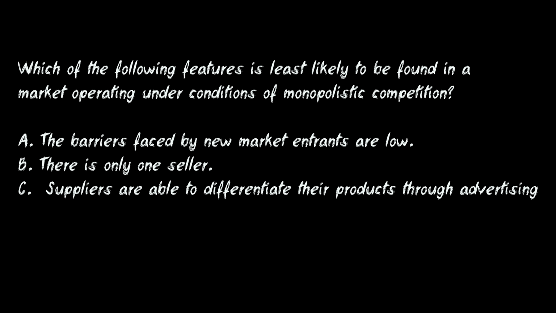Which of the following features is least likely to be found in a market operating under conditions of monopolistic competition? A. The barriers faced by new entrants are low. B. There is only one seller. Or C. Suppliers are able to differentiate their products through advertising.